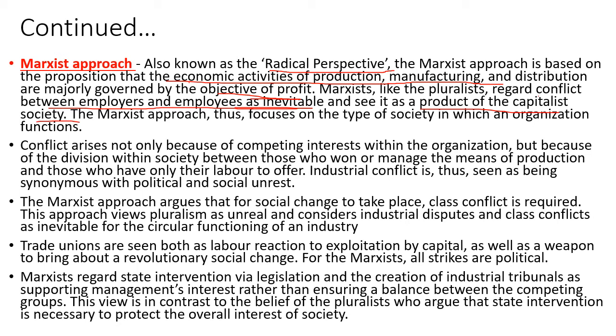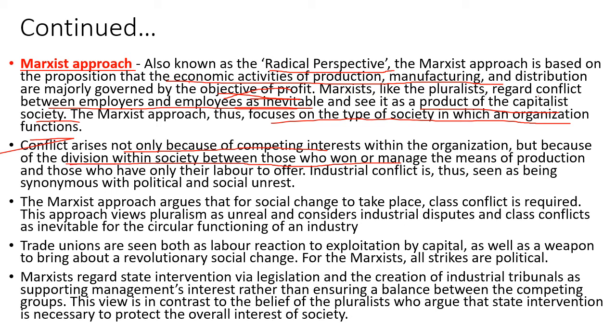It focuses on the type of society in which an organization functions. These are easy. Just remember that production and manufacturing are done for the objective of profit, and also employer and employee conflict is inevitable. Conflict arises not only because of competing interests within the organization, but because of the division within the society. There is class division within the society between those who own or manage the means of production and those who only have their labor to satisfy.